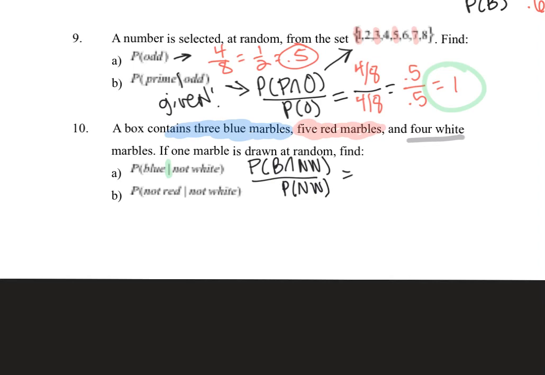So the probability of blue and not white, we're still going to do our total. So we still have 3, 5, 4, we still have 12. So blue and not white, we are going to do 3 and 5 is 8. So that's our numerator, 8 out of 12, divided by probability of not white. Not white is 8 over 12. Now, 8 divided by 12 is 0.67 divided by 0.67, which equals 1.